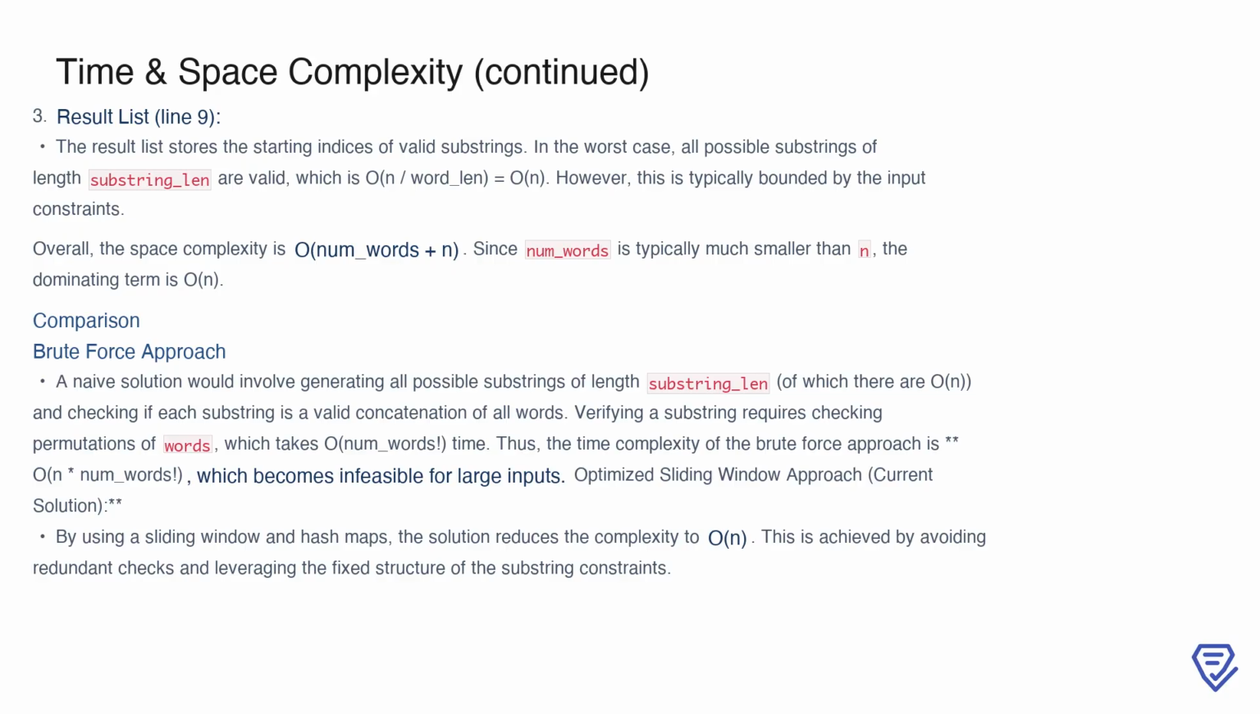Comparing this to a brute force approach, the optimized solution is far more efficient. A naive method would generate all possible substrings and check each one against permutations of words, leading to O(n * number_words) time complexity, which is impractical for large inputs. In contrast, the sliding window and hash map technique reduce unnecessary checks, achieving an optimized complexity of O(n).